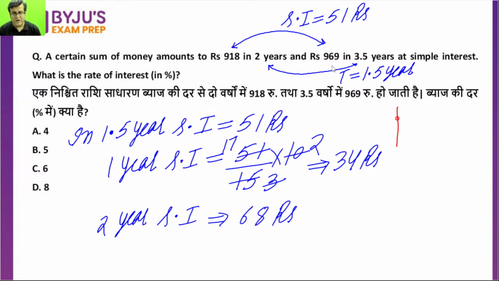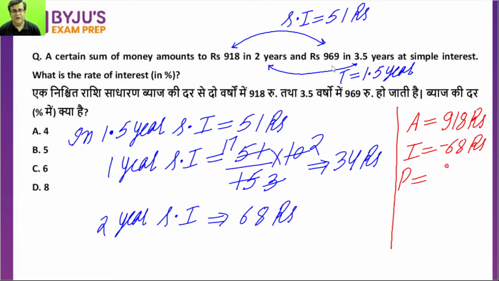Now you are supposed to find out the principal. After 2 years, the amount is given as 918 rupees, and interest in 2 years is 68 rupees. So what about the principal? Tell me fast. Amount is 918. Interest in 2 years is 68. So you can easily find out the principal. This is also clear to you. Because we know in 2 years, simple interest is 68, and in 2 years, the amount is this much. Amount minus interest will give you the principal.